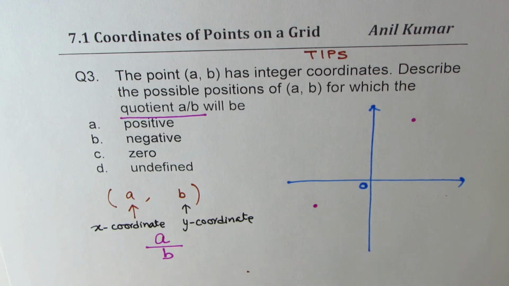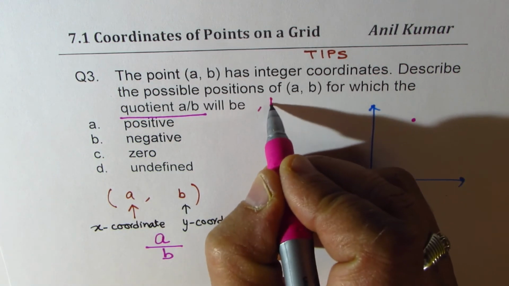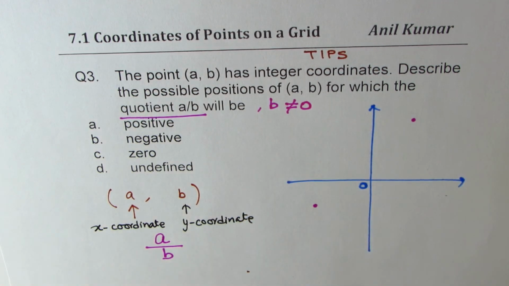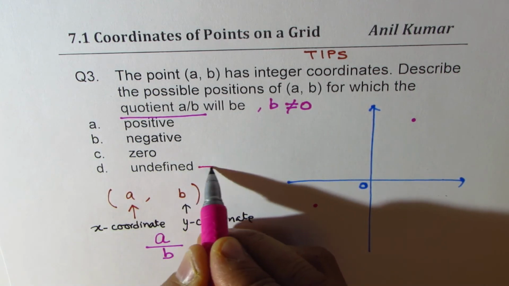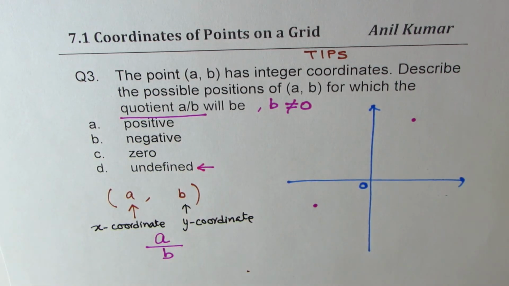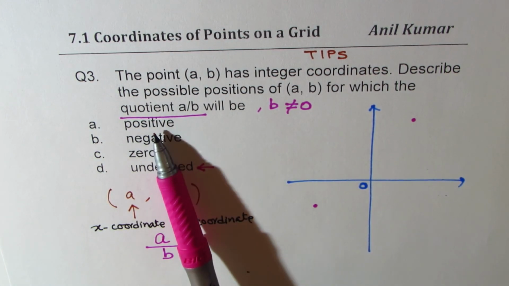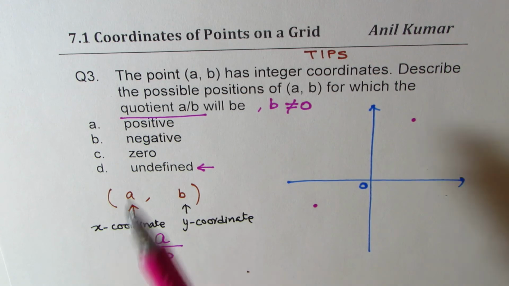And also remember, in such cases, B is never equal to 0 since you cannot divide by 0. If you divide by 0, you get undefined points. Do you get some idea? So with that help, I would like you to pause the video now and then answer. Give me 3 points so that the ratio A over B is positive.